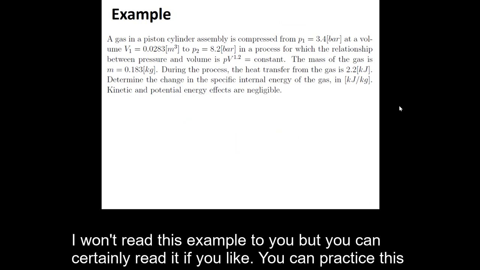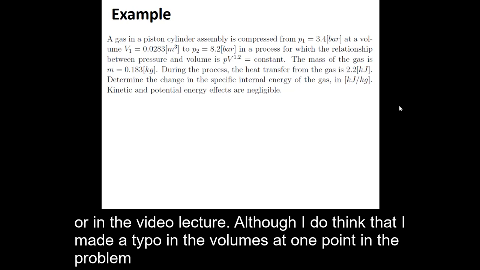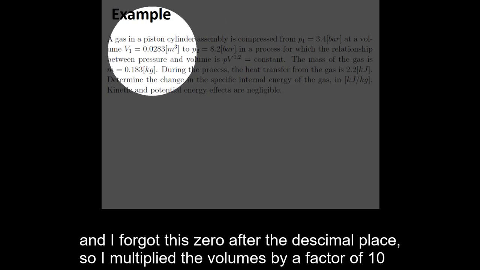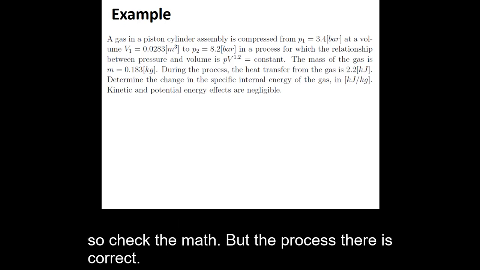I won't read this example to you, but you can certainly read it if you like. You can practice this problem at home. You can check out the solutions that are online in my notes or in the video lecture. Although I do think that I made a typo in the volumes at one point in the problem, and I forgot this 0 after the decimal place. So I multiplied the volumes by a factor of 10. So check the math, but the process there is correct.